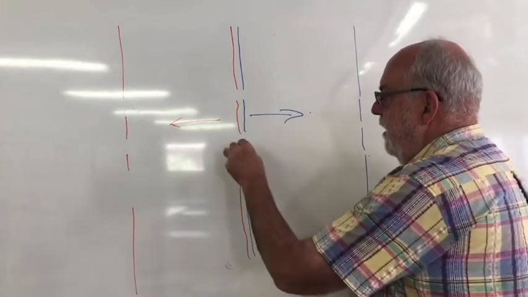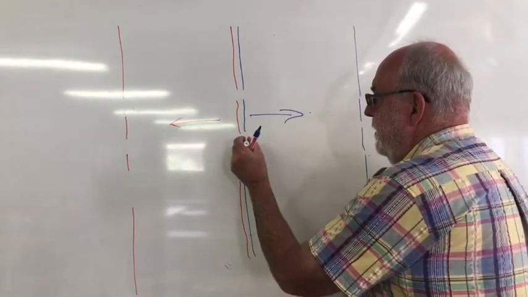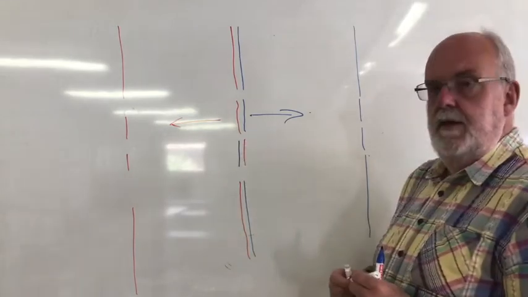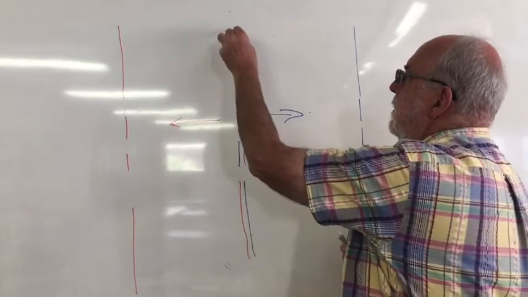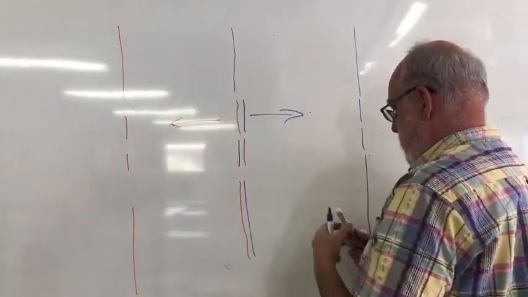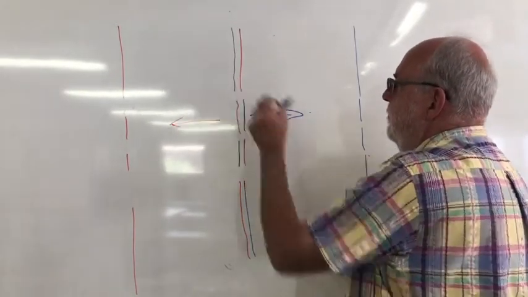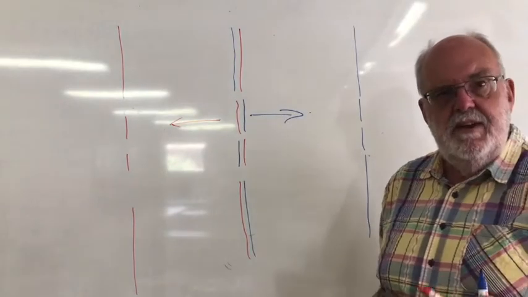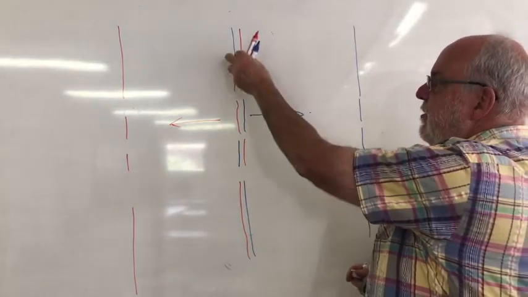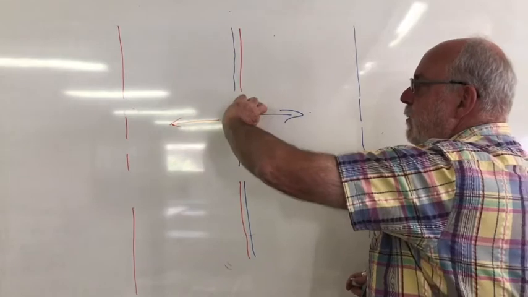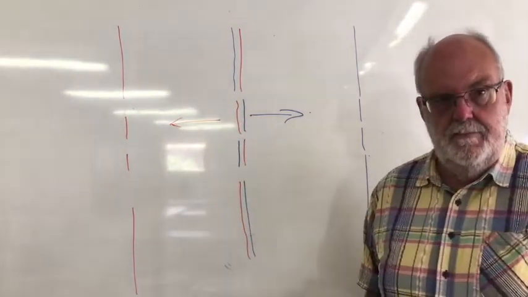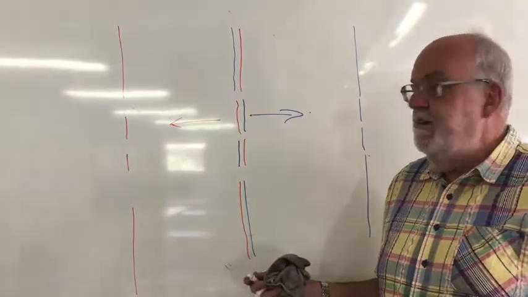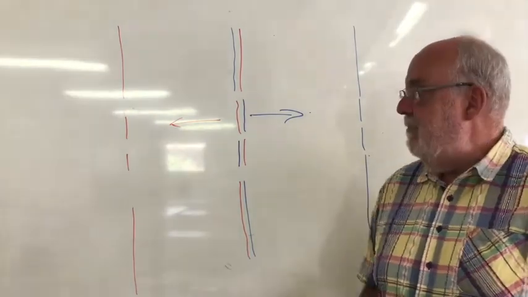So they don't line up like that, they line up instead like that. And perhaps the top one's done the same. Like so. So independent assortment means that each chromosome pair can be one way around or the other when they line up on the equator. And that, of course, is going to create variation in the gametes.